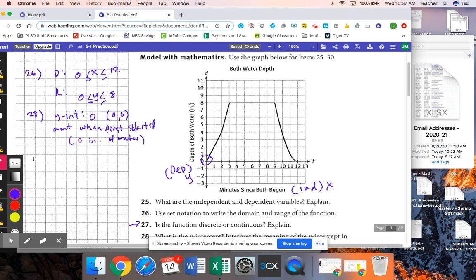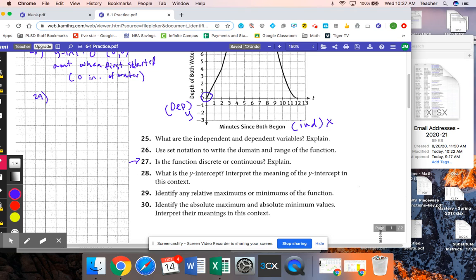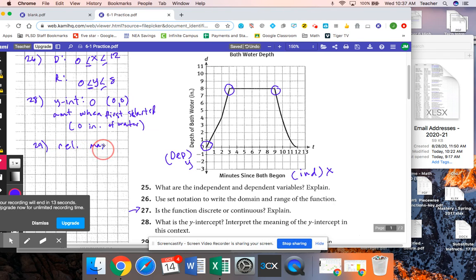All right, let's take a look at 29. Trying to make sure I get this done in 5 minutes here. Identify any relative maximums or minimums of the function. Relative means, are there any that go up and then change? Well, there is a maximum here and a maximum here. There are no relative minimums. So I would say there is a relative max. It happens at x equals 3 and x equals 10, but the relative max is 8.